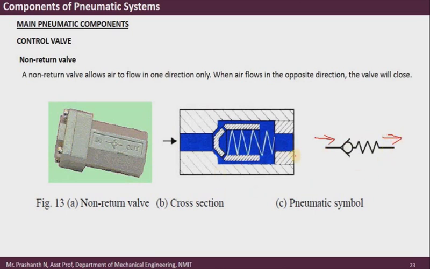Non-return valves or check valves are very widely used when you want to control the flow of air in only one direction. This is analogous to, let us say, a diode in an electrical system. In an electrical system, as you know, there will be a flow of current in only one direction, but the current from the other direction will be stopped. The same function is performed by a non-return valve or a check valve in a pneumatic system.